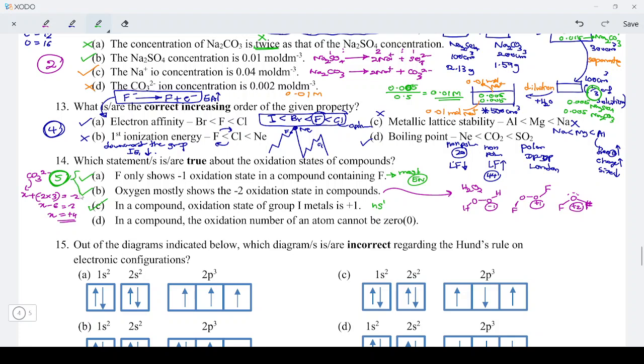But let's see the last statement also. In a compound, the oxidation number of an atom cannot be 0. It's wrong. Oxidation numbers can become 0 also. So we can point out this example. This is methanol, an organic compound you will learn later. And carbon is more electronegative than hydrogen, so it partially attracts 2 electrons. And oxygen is more electronegative than carbon.